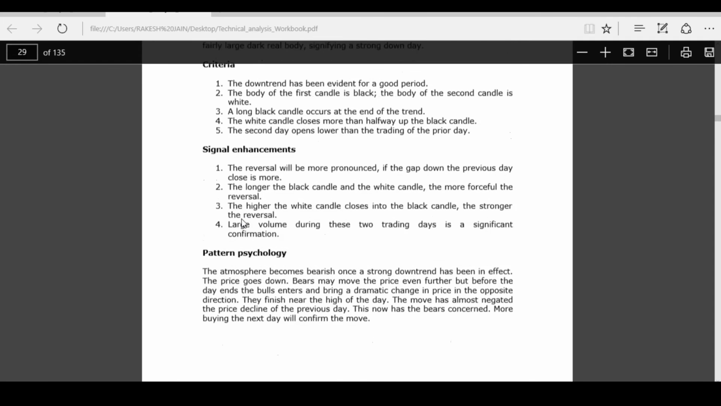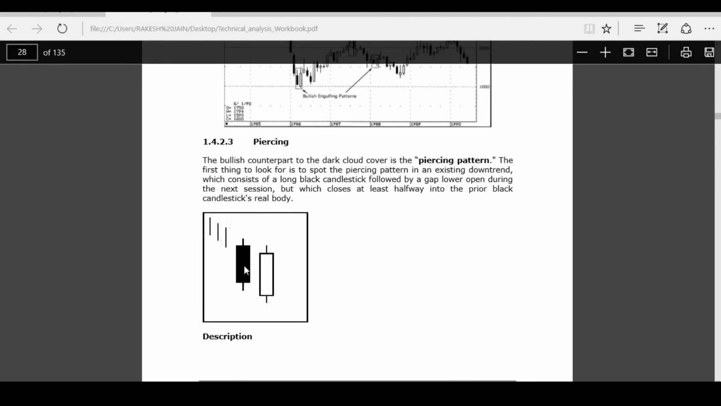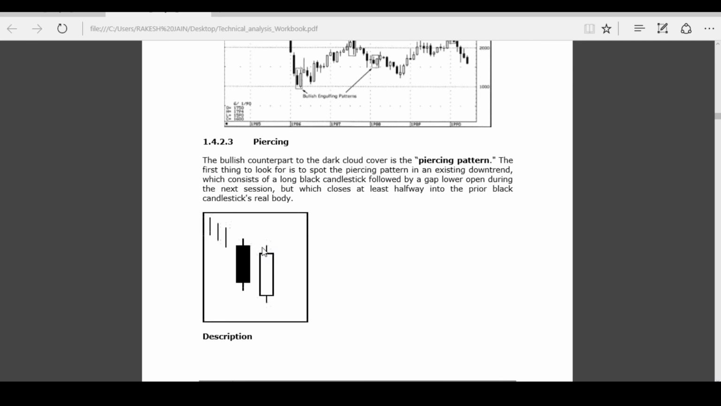The next day the stock opens at a lower zone, makes a low here, could not sustain it, and closes at a zone which is more than the half of the real body of previous day. So this is the zone of the real body of previous black body. The half part is the middle part. When the stock closes above the half of the real body of previous day, it's not the full. If it would have closed the whole, it would have been a bullish engulfing pattern. But since it has not covered the whole of the real body of day one, but more than half of the real body of previous day, it's called a piercing pattern.